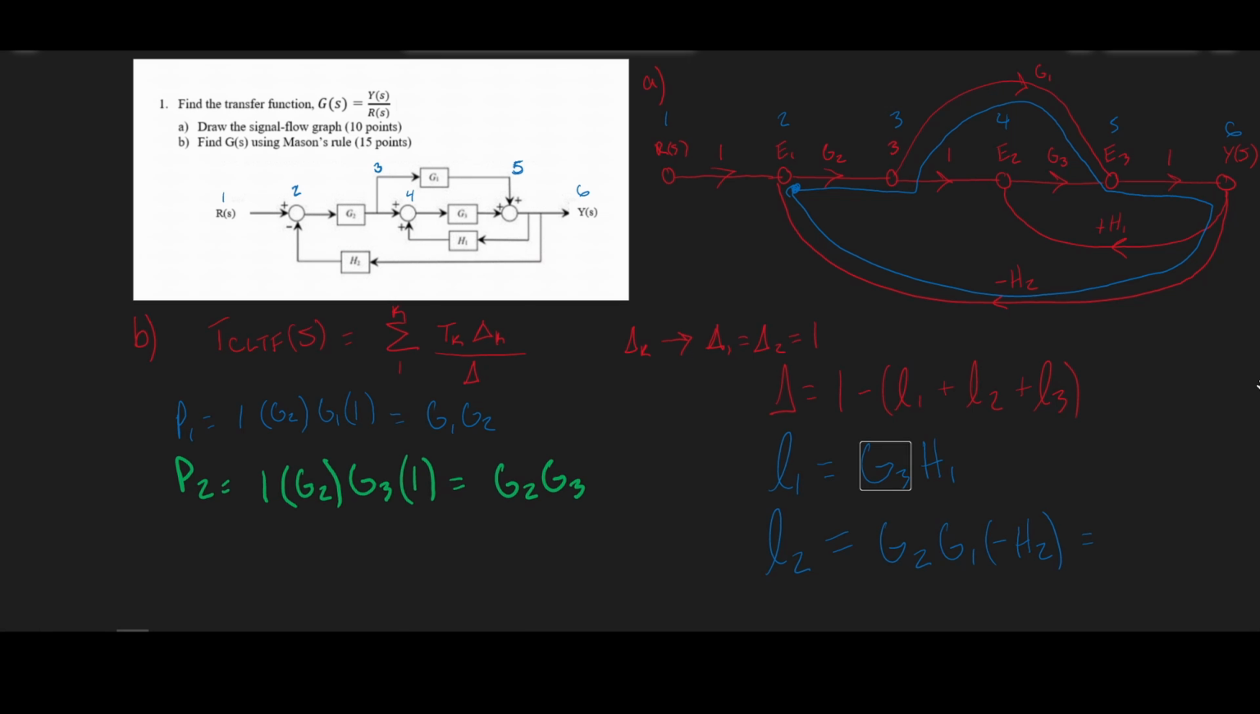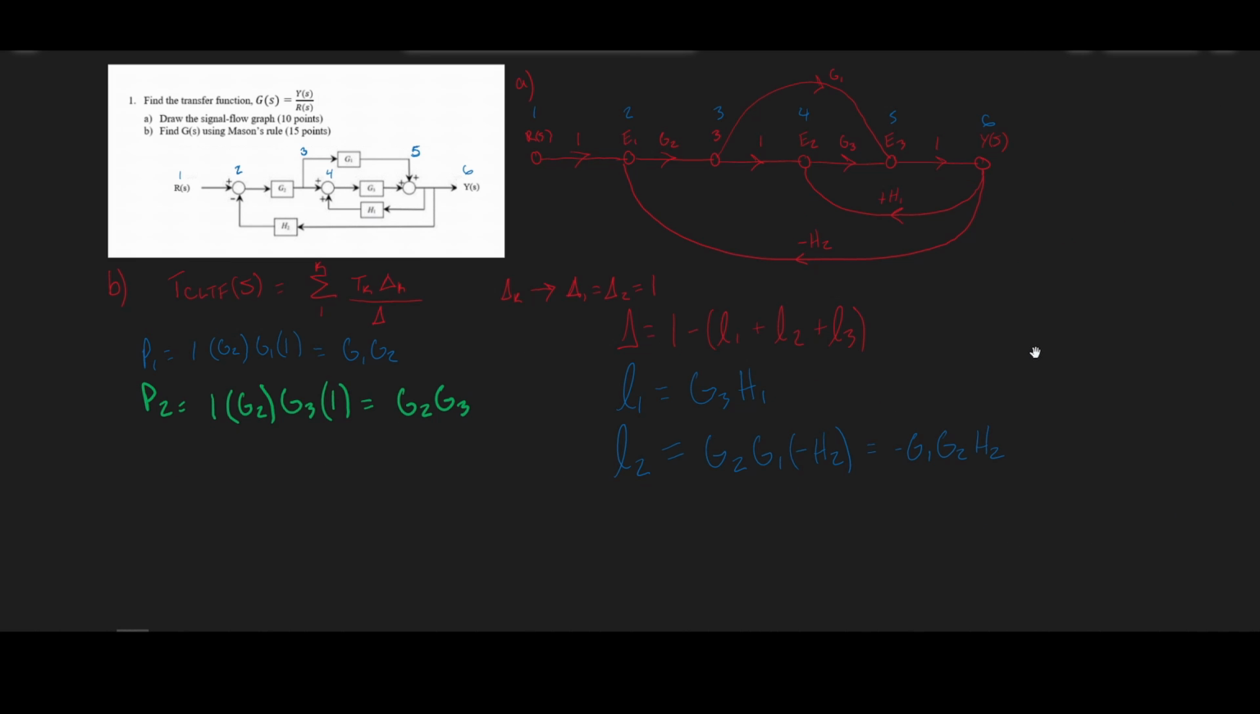And that's just going to be negative G1 G2 H2. Okay, and now the last loop. The last loop is just going to start in the same spot the last one did. We're going to go across and down. And that one is going to be loop 3.